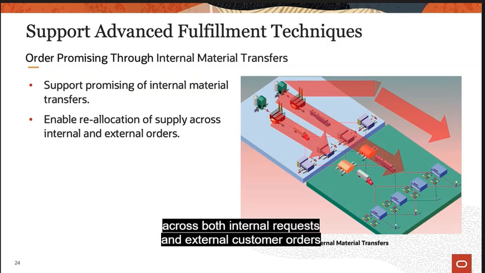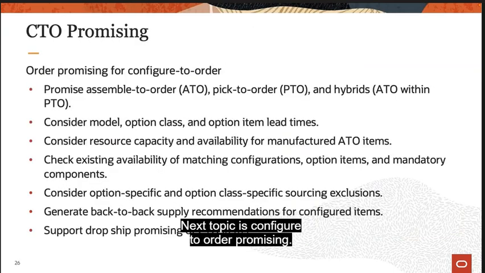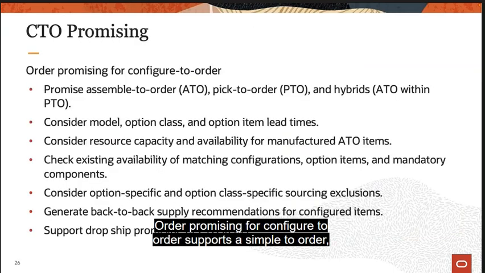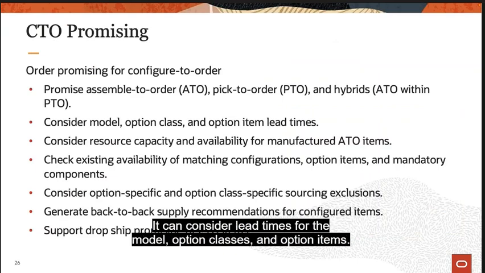Next topic is configure-to-order promising. Order promising for configure-to-order supports assemble-to-order, pick-to-order, and hybrid structures, such as an ATO model within a PTO model. It can consider lead times for the model and option items. For manufactured ATO items, it can also factor in resource capacity and availability.